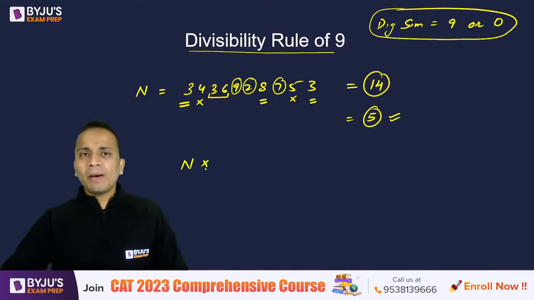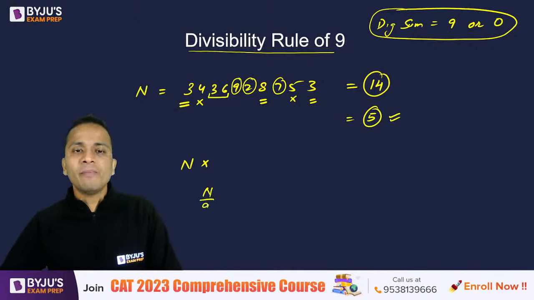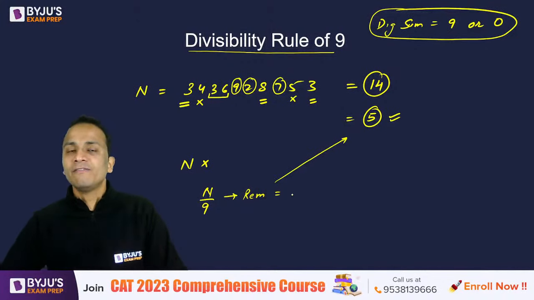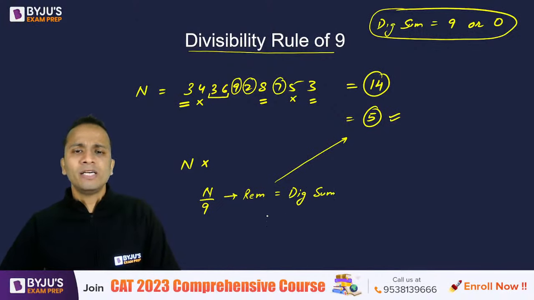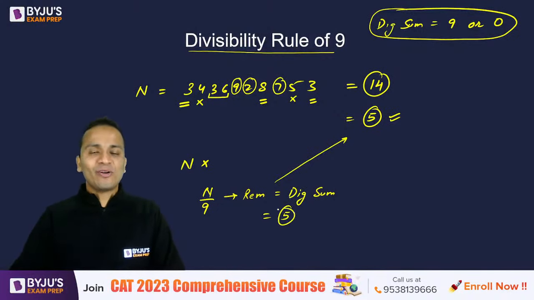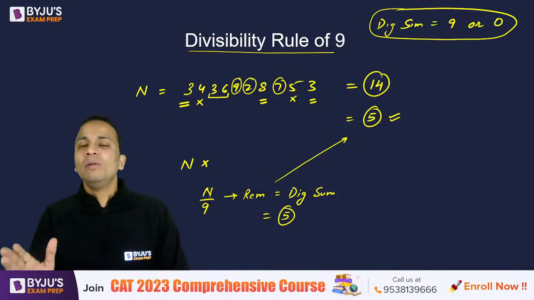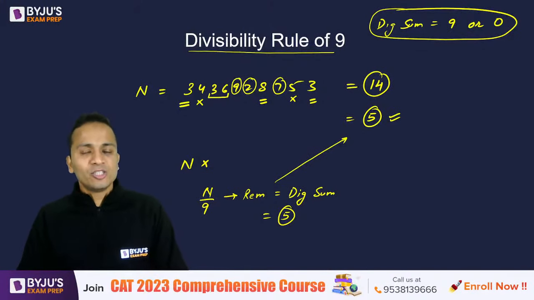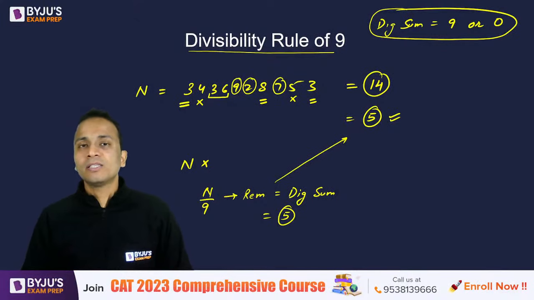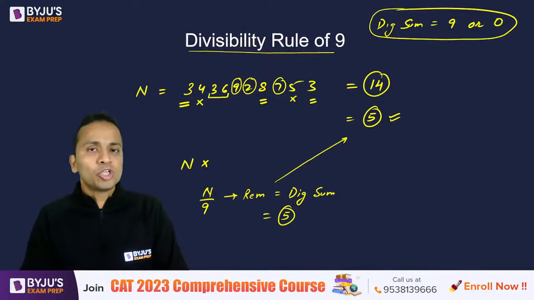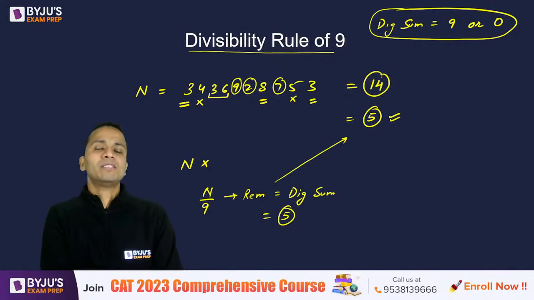Now, if n is not divisible by 9, then we should obtain certain remainder when n is divided by 9. And this remainder is equal to the digital sum that is obtained in the first part. Okay, so this remainder will be equal to the digital sum that is obtained, and that is equal to 5. All right. So when this big number is divided by 9, then the remainder will be equal to 5. All right. So this digital sum rule is used to check the number's divisibility by 9. Also, it is used to calculate the remainder when the number is divided by 9.